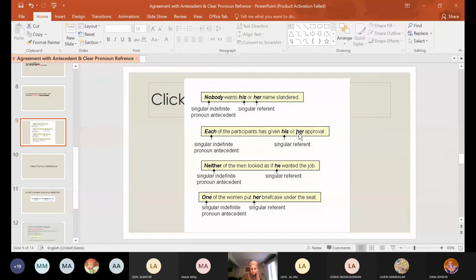Number 8. Alex, Bob, and Ryan buy her lunch in the cafeteria. Here it should be their. Yes, their will be there.